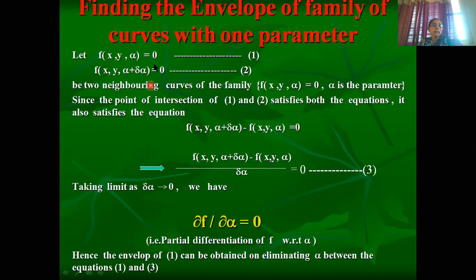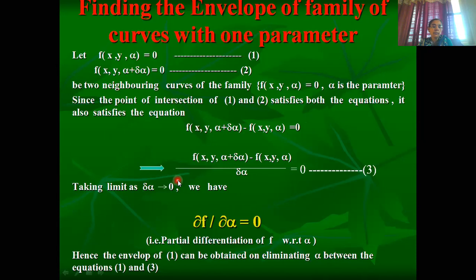And you take the point of intersection of these two. The point of intersection is always obtained by subtracting 1 from 2 or 2 from 1. So I will take f(x, y, alpha plus delta alpha) minus f(x, y, alpha) equal to 0 here. Now you have to make delta alpha tend to 0. So divide both the sides by delta alpha first. Zero divided by delta alpha is 0 itself.